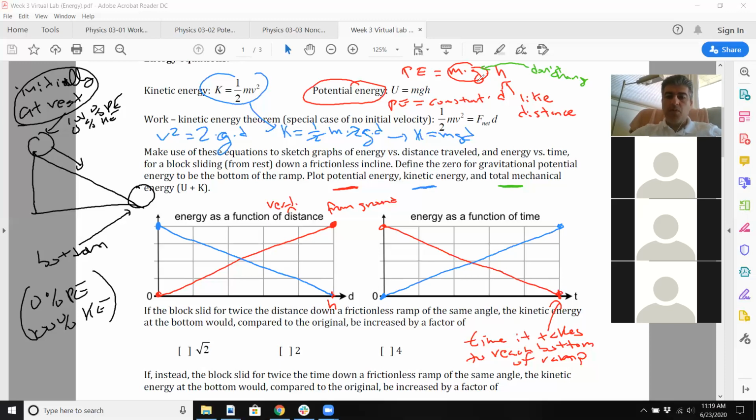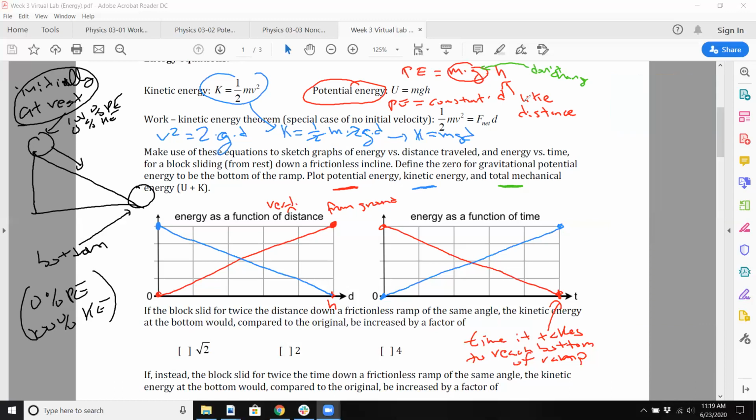So now the question is, what do you guys think about the total mechanical energy? How would I draw that? Which is the green line. It'd just be a straight horizontal line, yes, 100%. Yep, because remember that's conserved. So that's what we expect for our energy versus distance or energy versus time graphs.